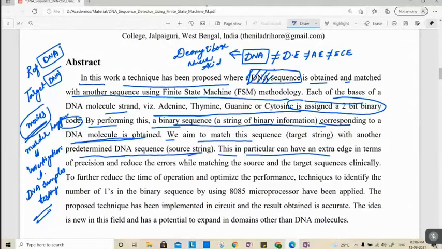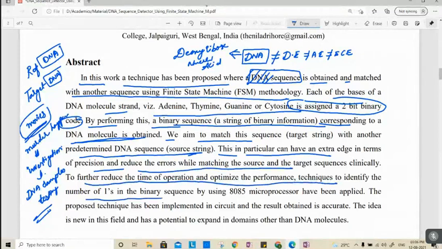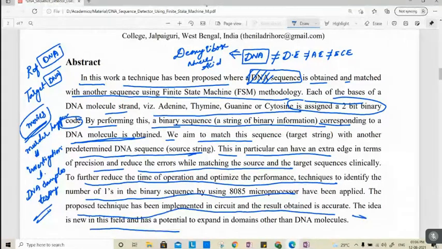This in particular can have an extra edge in terms of precision and reduce errors while matching the source and the target sequences clinically. To further reduce the time of operation and optimize the performance, techniques to identify the number of ones in the binary sequence by using the microprocessor have been applied. The proposed technique has been implemented in circuit and the result obtained is accurate. The idea is new in this field and has a potential to expand in domains other than DNA molecules. Right. So this is one particular application.